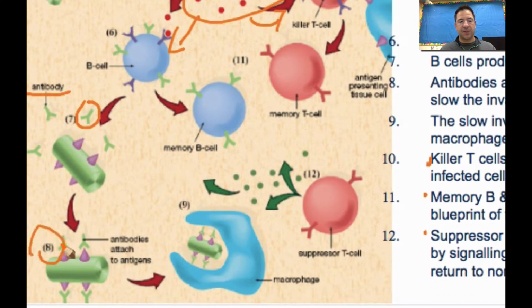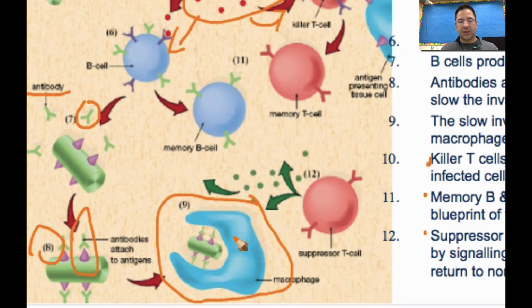You can see that in step 8 here. Now these Y's, like right here, is binding to that antigen, and so it's slowing it down. Then in step 9, that slowed pathogen is destroyed by that macrophage, that big white blood cell.